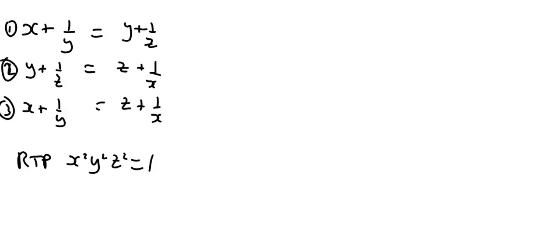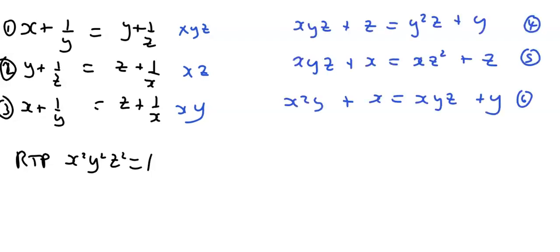And the first step, obviously, is to get rid of fractions by multiplying both sides of each equation by yz, xz, or xy, as may be appropriate. So I'll now carry this out. And so I've now carried this out, producing equations 4, 5, and 6 on the right-hand side.